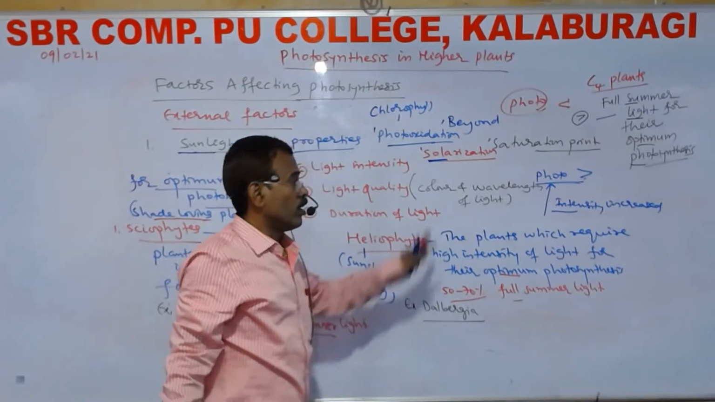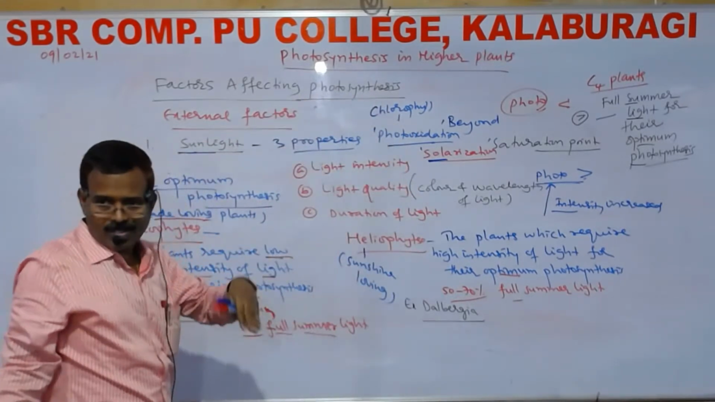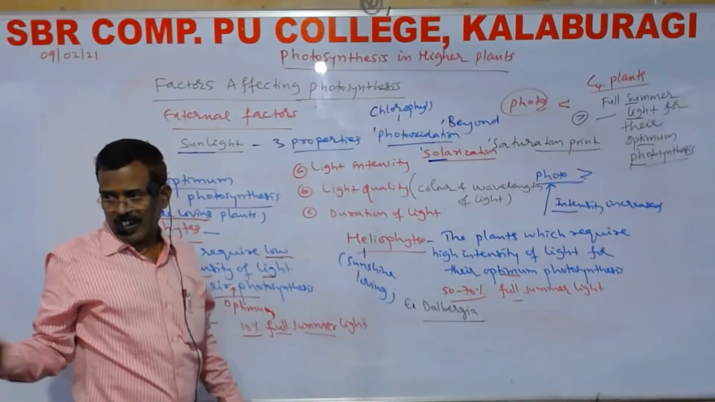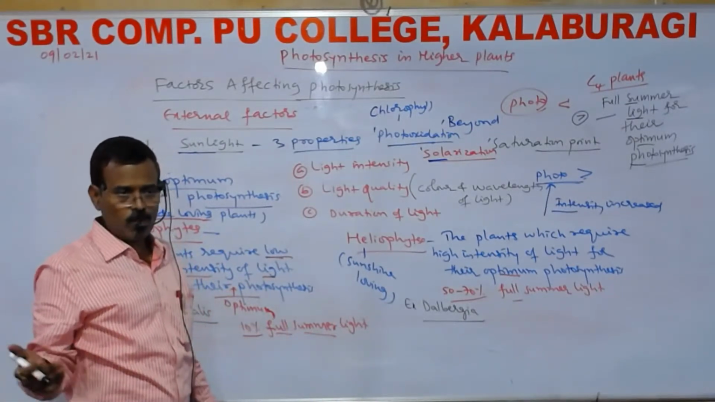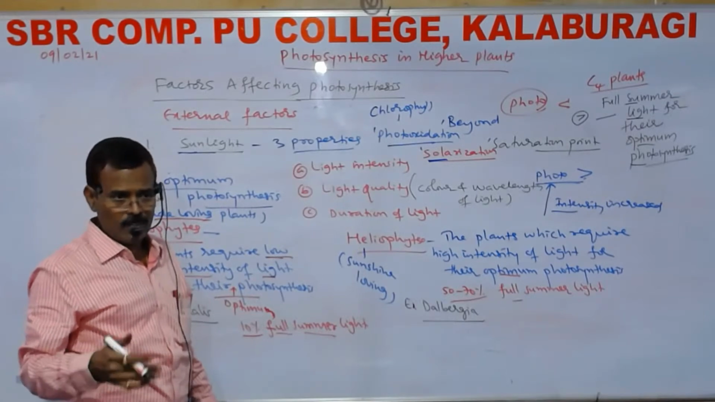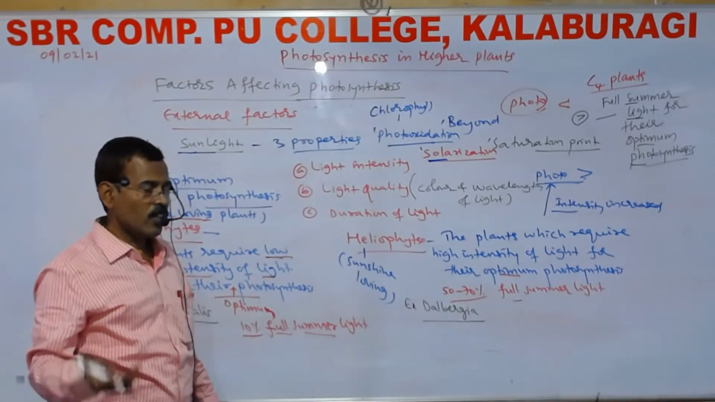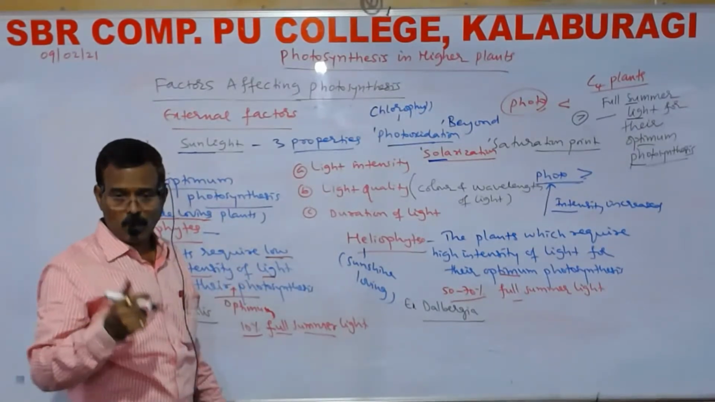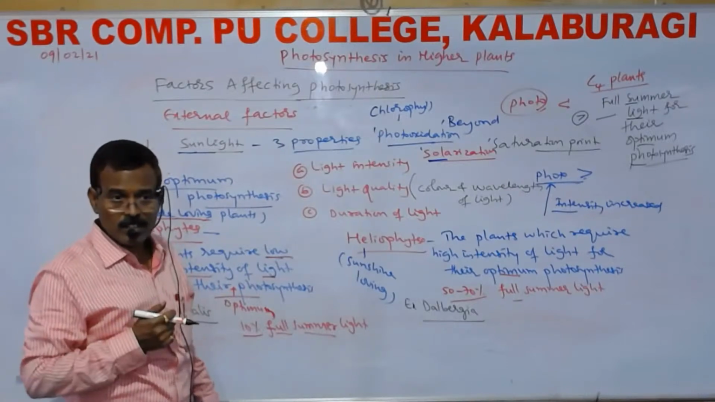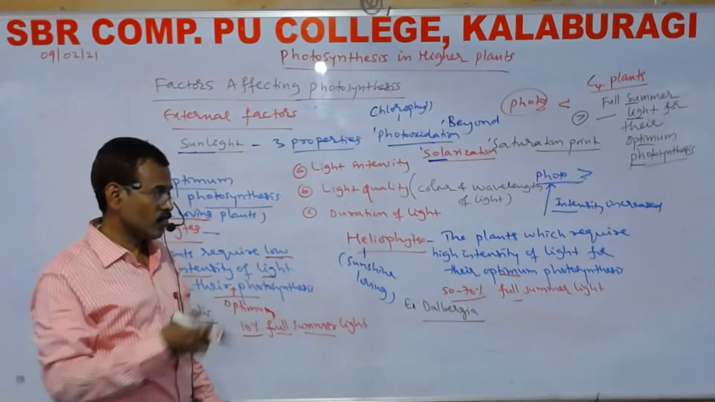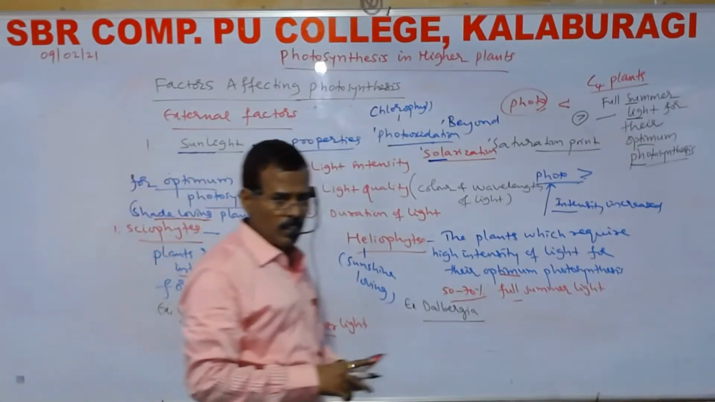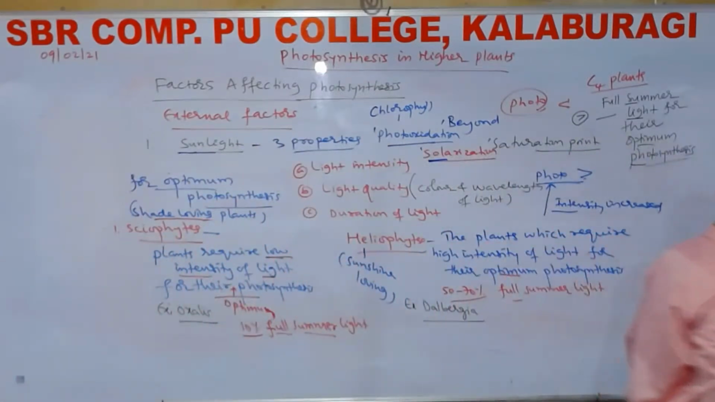One graph is there, showing that the rate of photosynthesis is influenced by the intensity of light. I will take up that graph in the next class. Then we have to learn the next property of light, which is light quality. So we continue with the next class, and in the next class the chapter will be over.